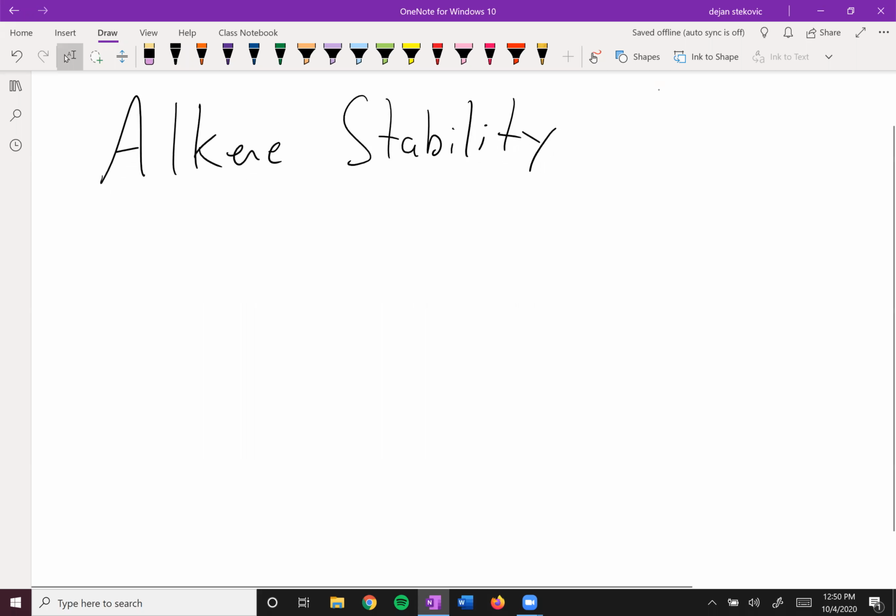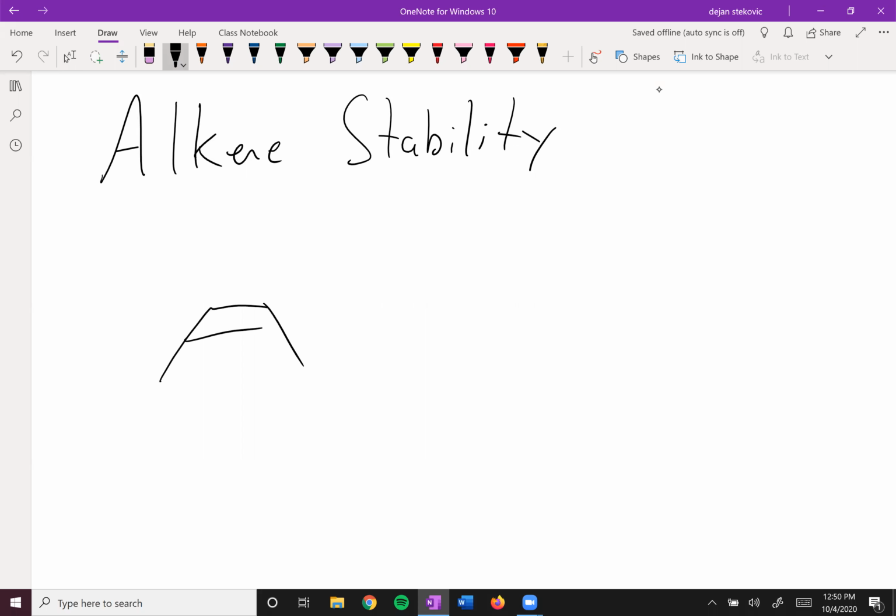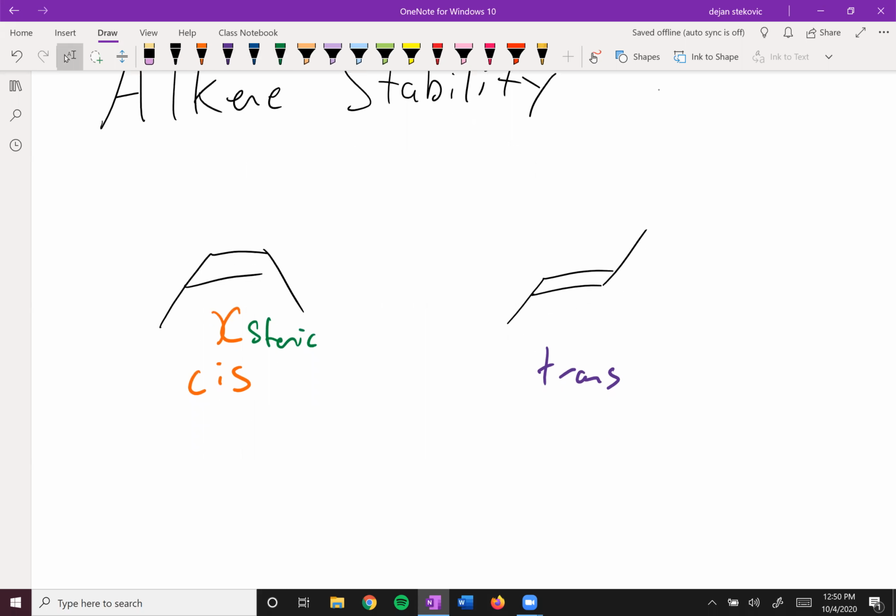Next up, let's take a look at some alkenes and check out their stability. So one example we can think of is a cis alkene versus a trans alkene. And in this cis one, we can see that we have some steric hindrance, whereas in the trans, we do not. And so overall, trans is going to be more stable than cis.